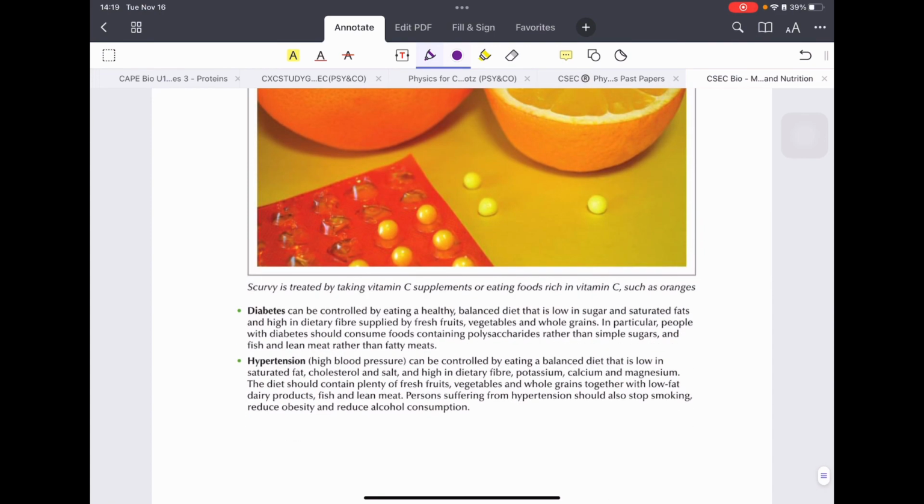Hypertension can be controlled by eating a diet low in fats and salt. Salt raises the blood pressure, and fats could lead to build up in the arteries, and that will also increase your blood pressure. And we did this in past classes, so we understand how hypertension or high blood pressure works.